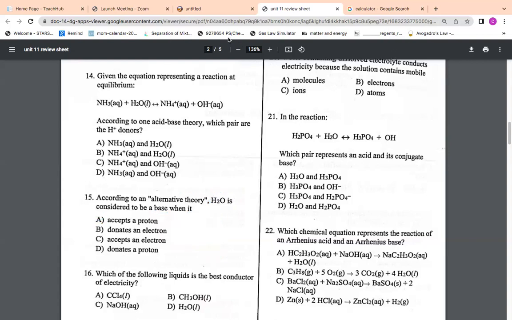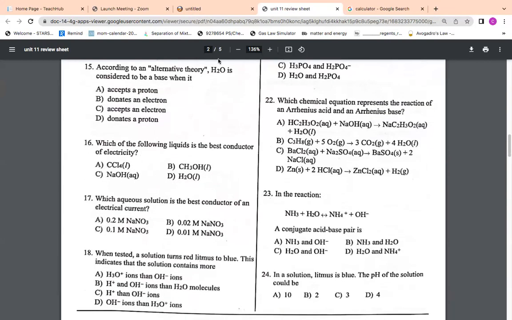Okay. Number 16, which of the following liquids is the best conductor of electricity? Let me move the page a little bit. Okay. So we need to look for something that is an electrolyte. Again, electrolytes are acids, bases, and salts. And also, they have to be soluble salts. Insoluble salts are really not good electrolytes because they don't dissociate, so they don't really give off that much charge.